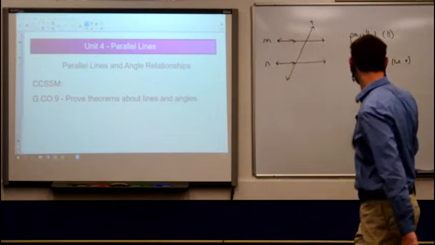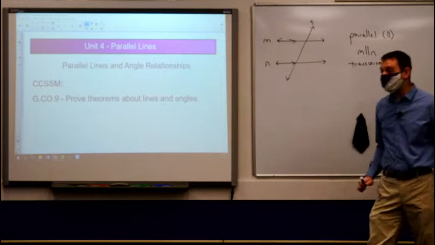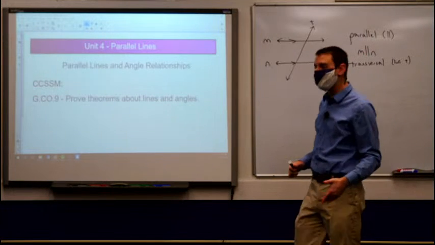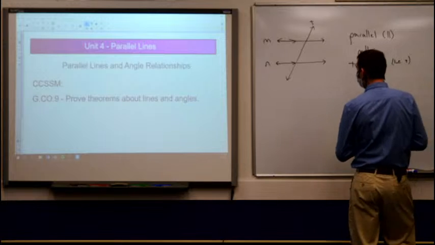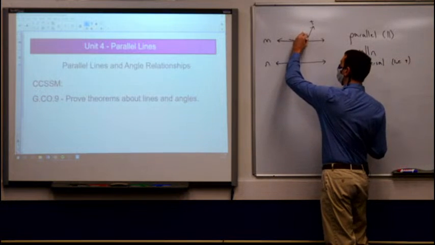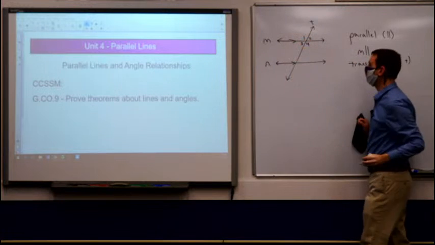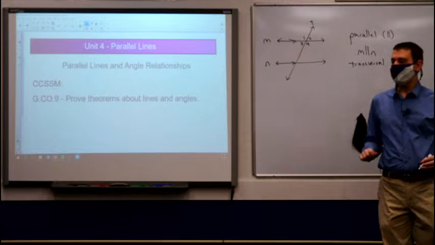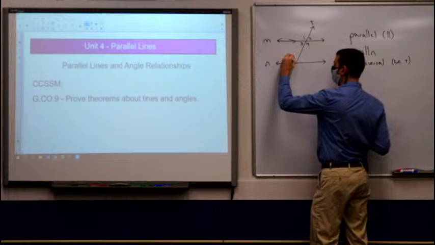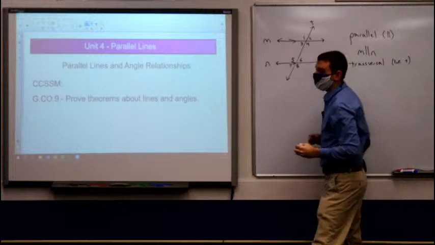And what we're going to look at today is the angles that are created when we have this transversal slicing through the parallel lines. Because there are 8 different angles that are created. We have these 4 here, 1, 2, 3, and 4. And down in this area, we have 4 more. So here's angle number 5, 6, 7, and 8.